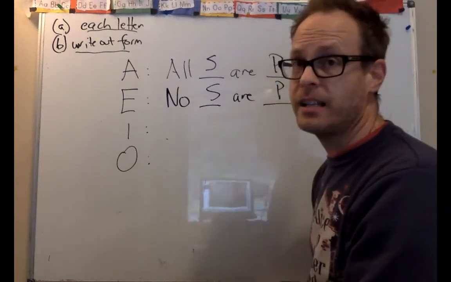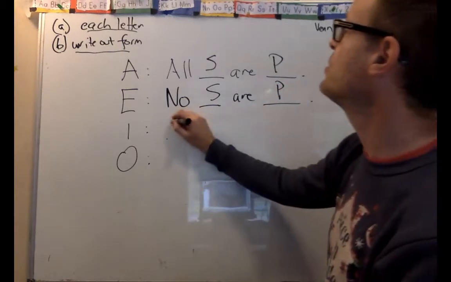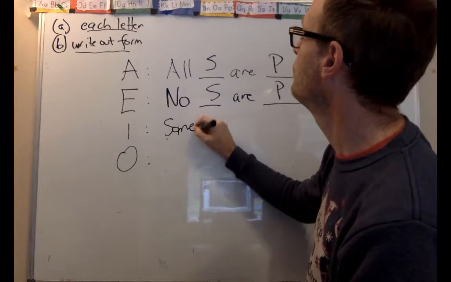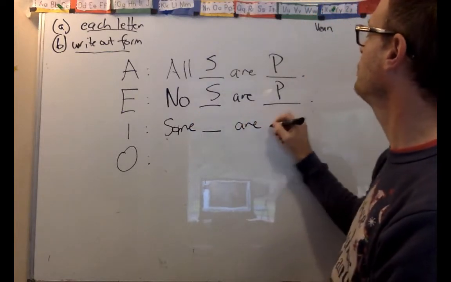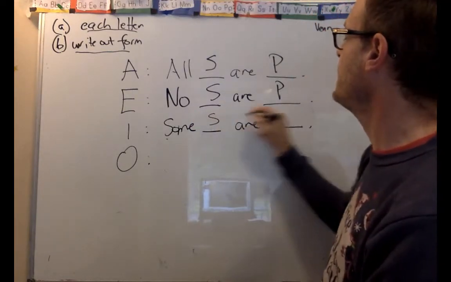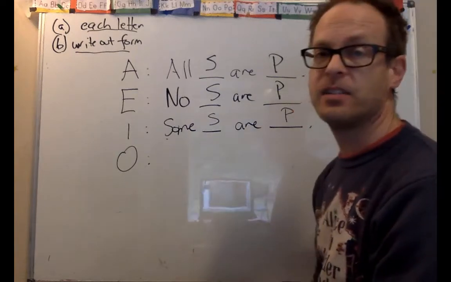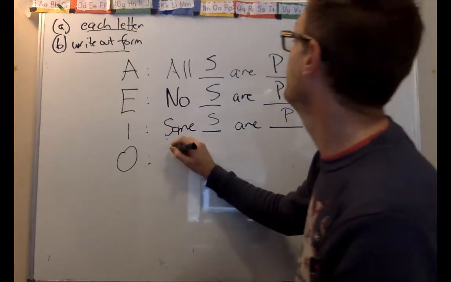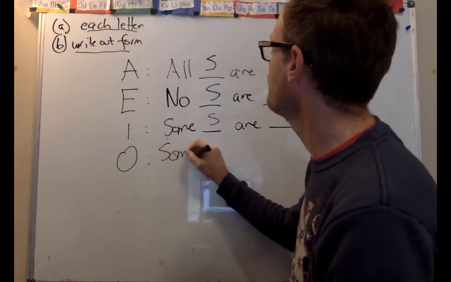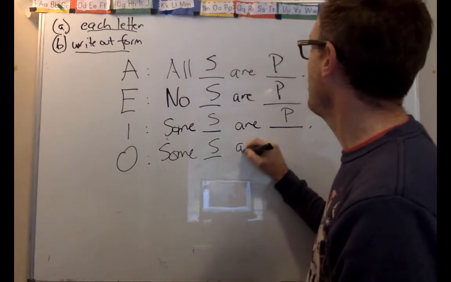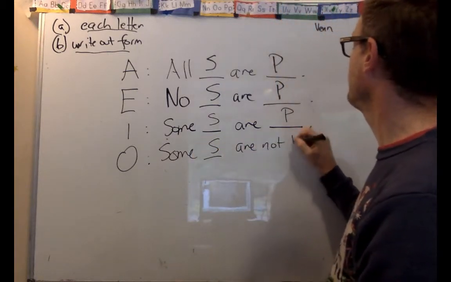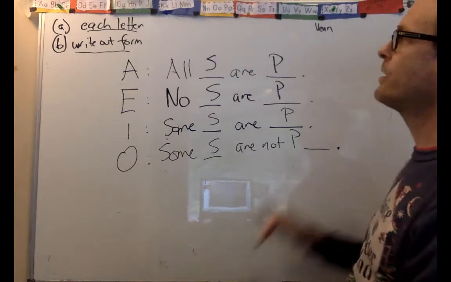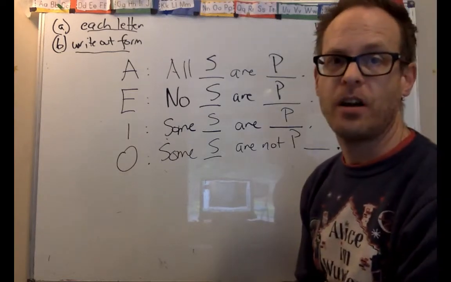And then you have an I-type statement, which reads some blank are blank. So some S are P. And then lastly, an O-type statement: some S are not P. Okay, so that's the first part of what you need to do.